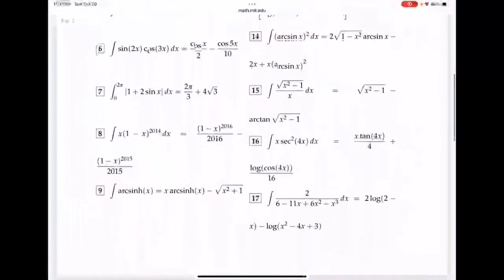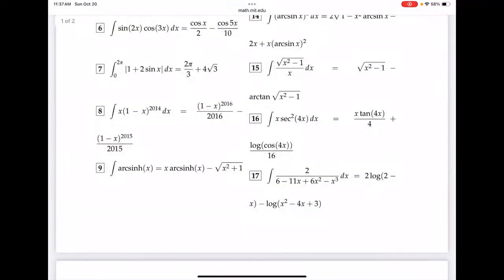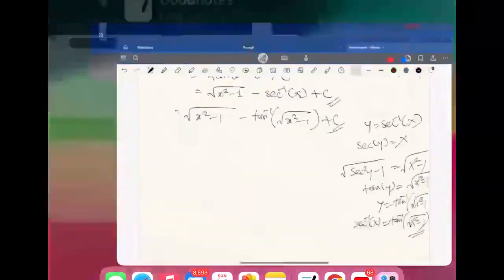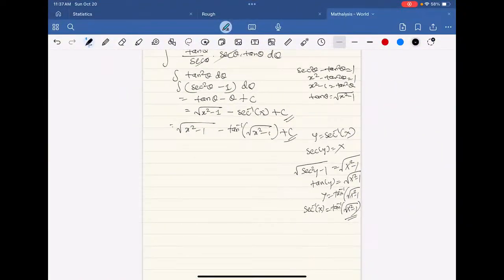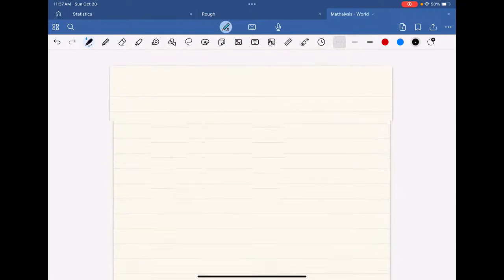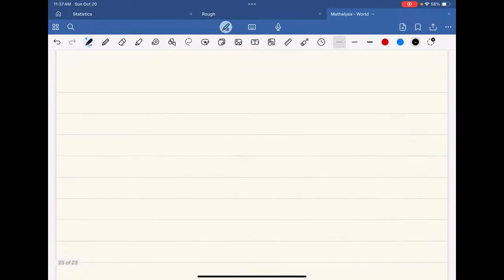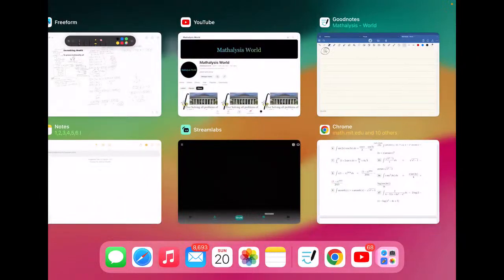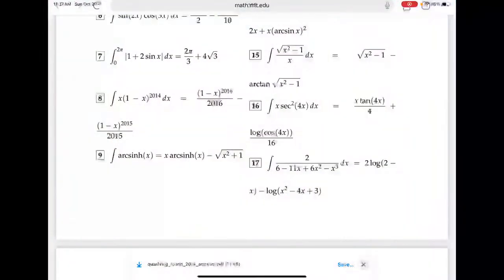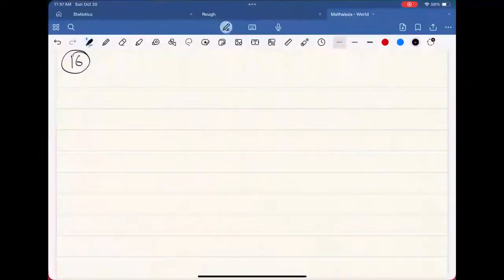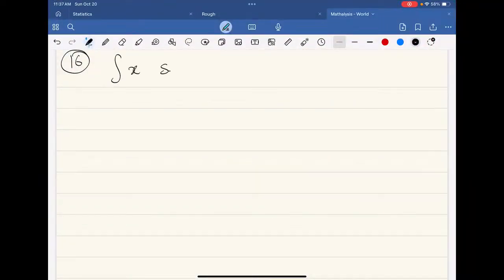Good, next problem. Integral of x sec square x dx. Let's do this one. Guys, you might have noticed that the qualifying rounds are too easy actually, right? Integral of x sec square x dx.